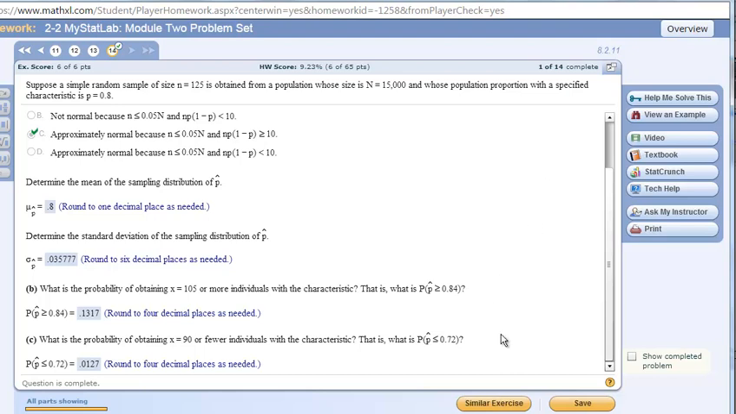And by the way, if I had gotten something wrong, I can click similar exercise and redo the problem and still get it right for the homework set.